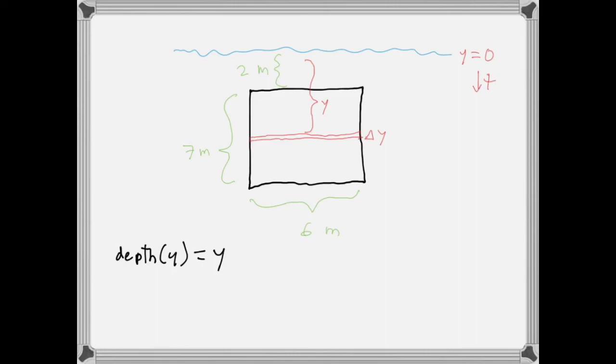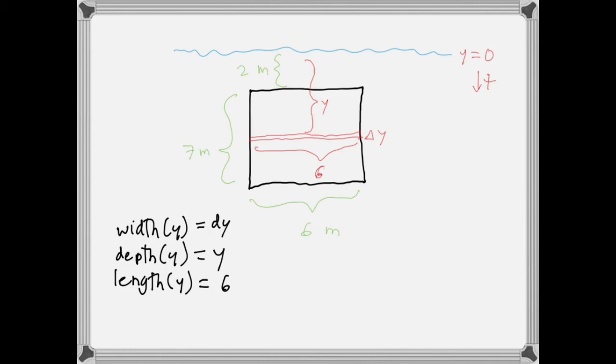Now what about the length? Usually the length is complicated to figure out. However, in this problem, you actually know what the length is. It's just 6, and it's actually a constant, right? It doesn't matter how deep we go. The length is always 6. So let's write that down. And we know that the width is dy.